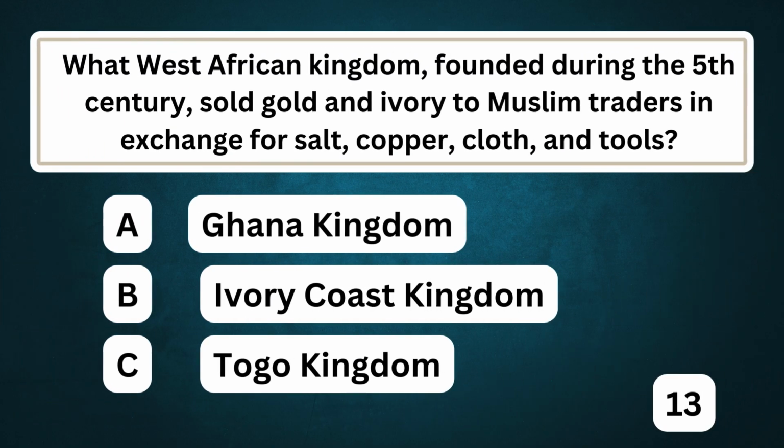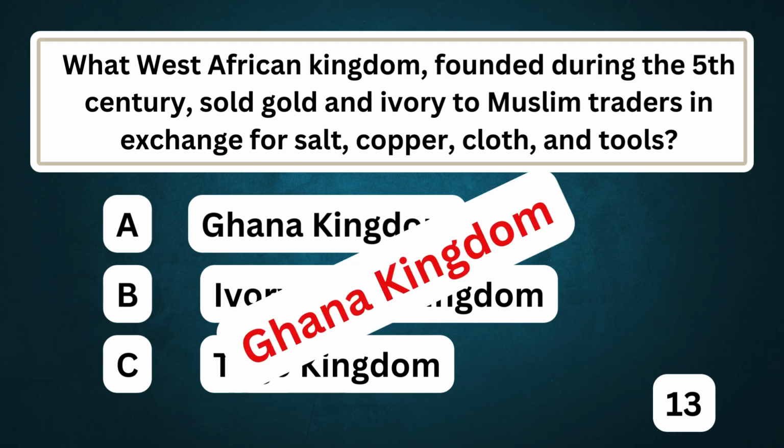What West African kingdom, founded during the 5th century, sold gold and ivory to Muslim traders in exchange for salt, copper, cloth, and tools? The Ghana kingdom in West Africa engaged in trade, selling gold and ivory to Muslim traders.